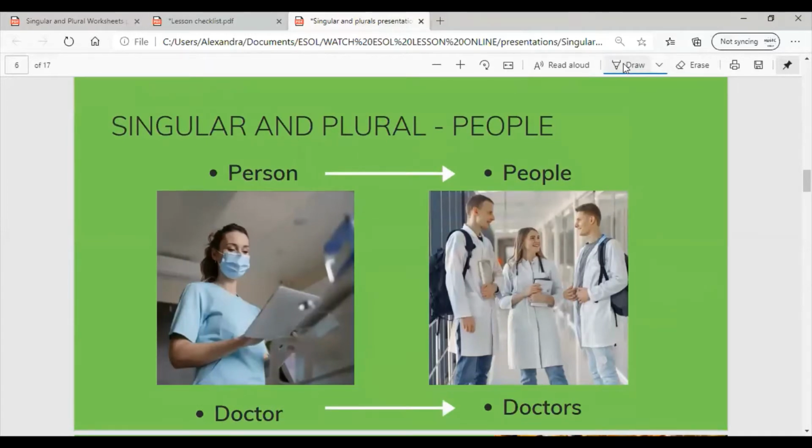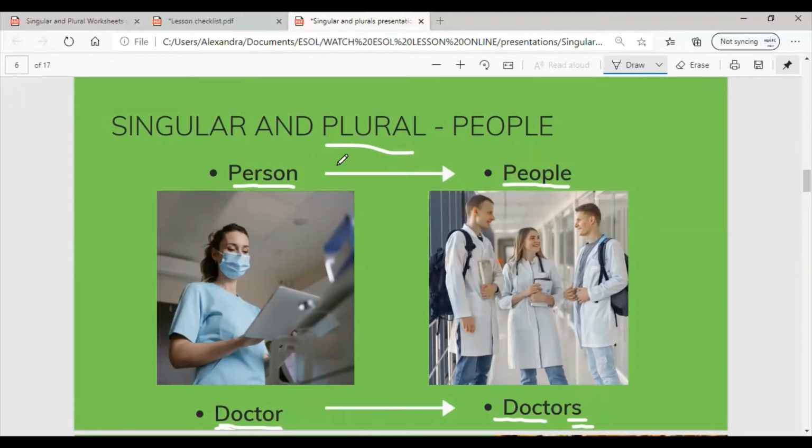We've got a little example here with a doctor. So there's one doctor here, but over here there is a group of doctors with that S on the end, and because the S is on the end, that tells us that there's more than one. And the same goes for person. There's one person, but there's a group of people. So it doesn't always work out that the plural word will have the S on the end, but if you definitely see the S on the end, then it's definitely a plural.